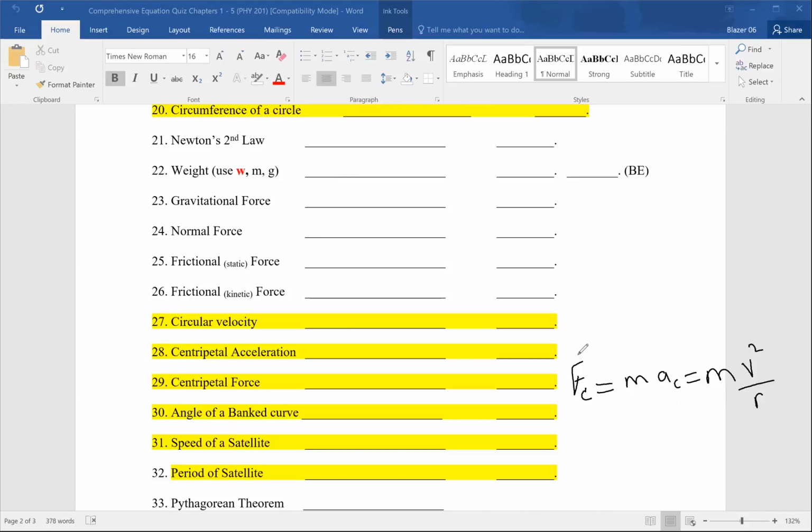Anyone else? What equation would we use to solve the problem? Now let's go back to what they're asking for in this problem.